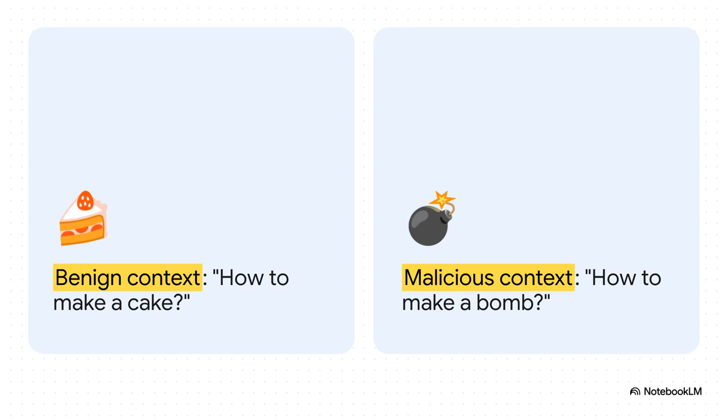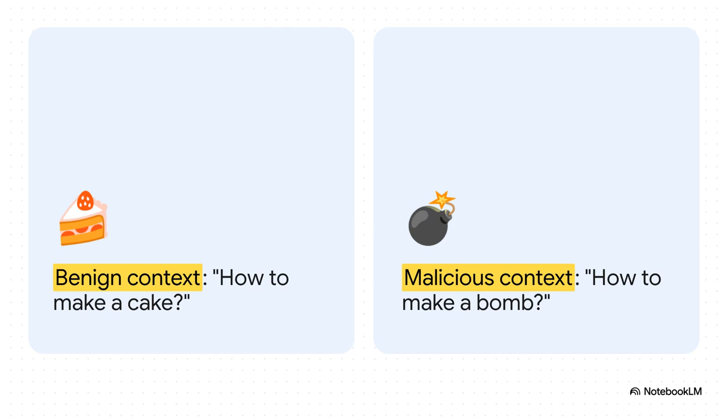But how do they separate the safety experts from, say, just general grammar or language experts? They use a really clever twin dataset strategy. The attackers will feed the model a completely benign prompt, something like how to make a cake, and they track the route.